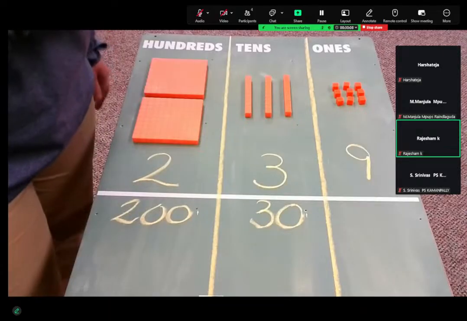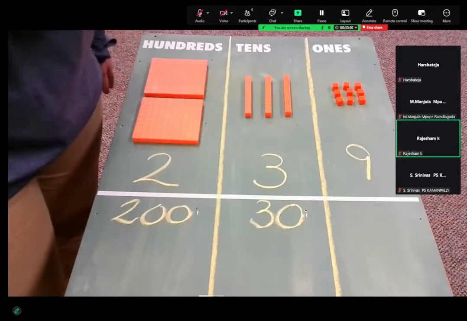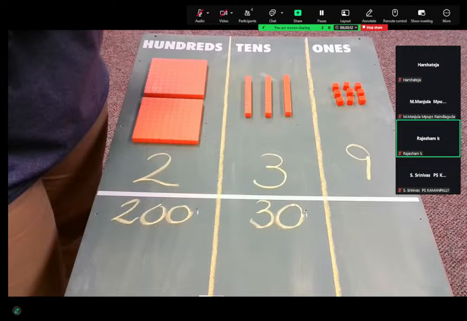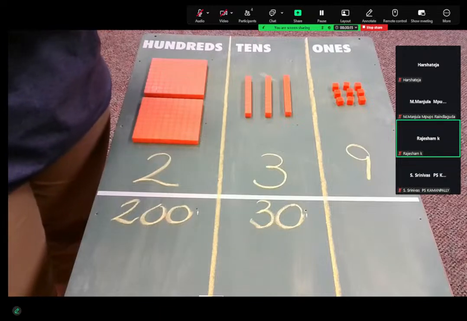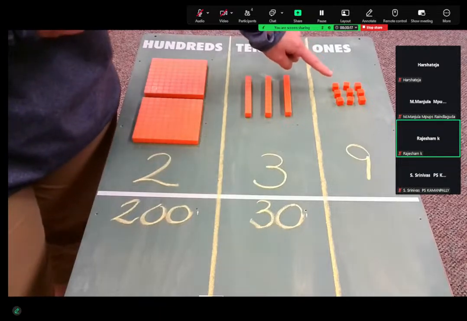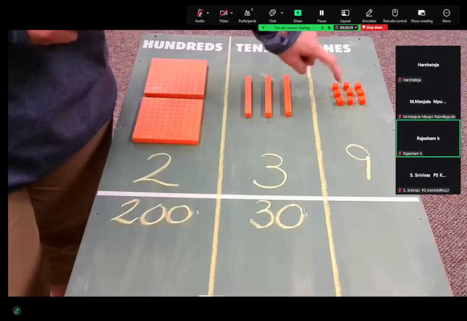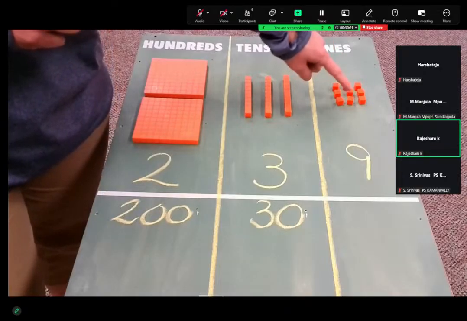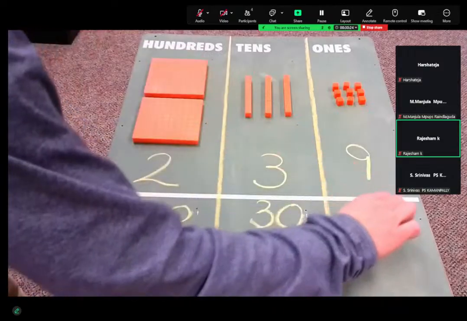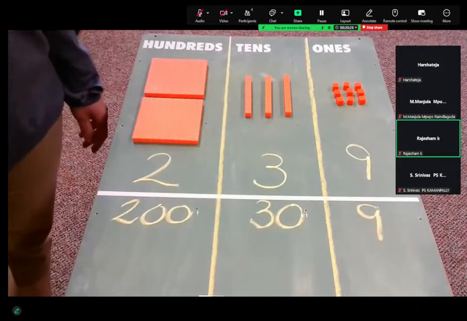And lastly, we have our ones. And you know, since the last 2 examples, they've been staying the same because we are only counting by ones. But let's recount to be sure. 1, 2, 3, 4, 5, 6, 7, 8, 9. And that's exactly what we have.